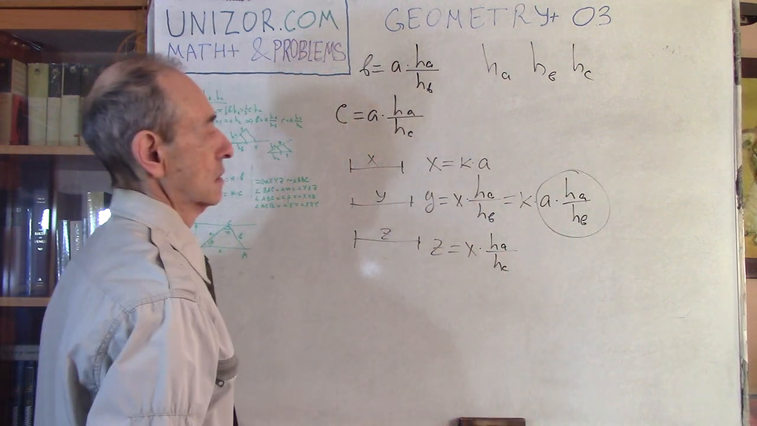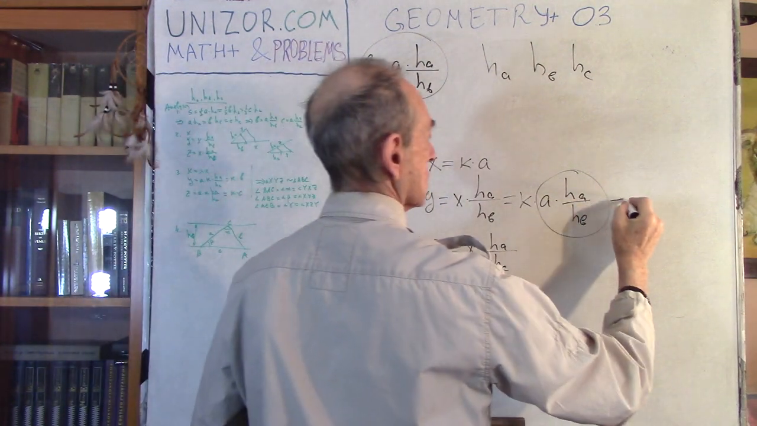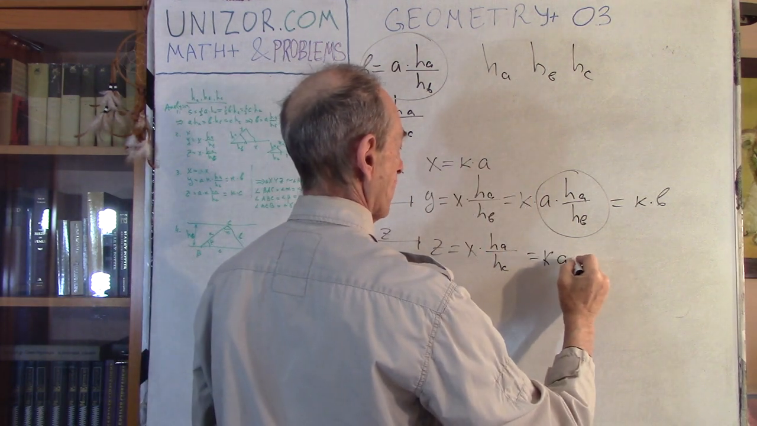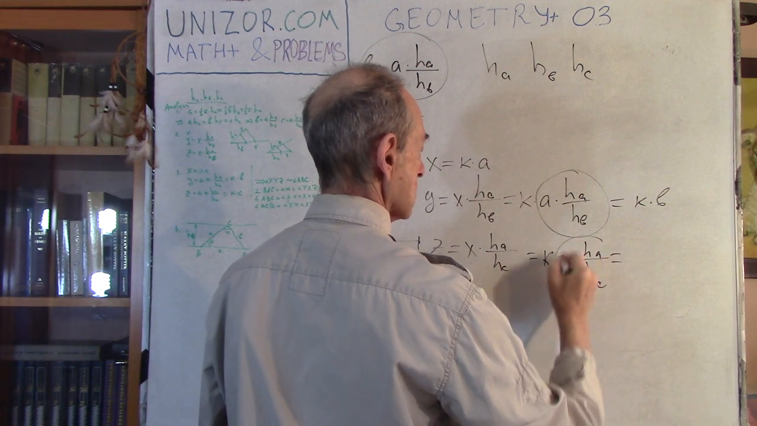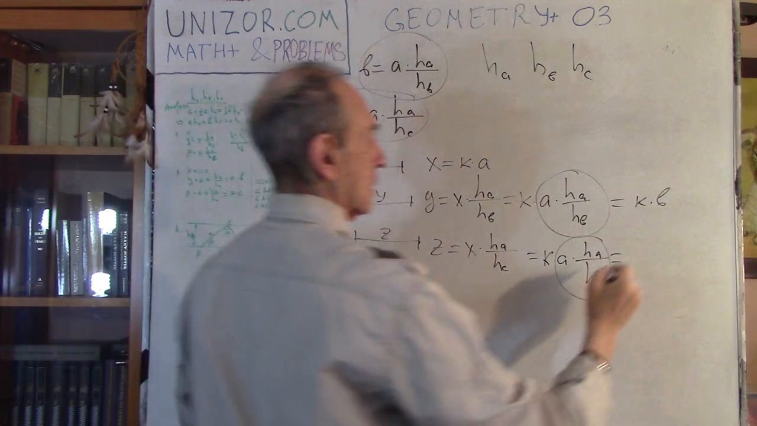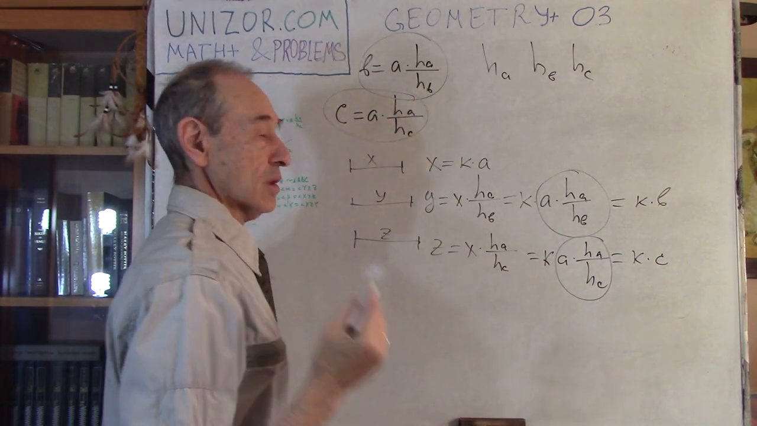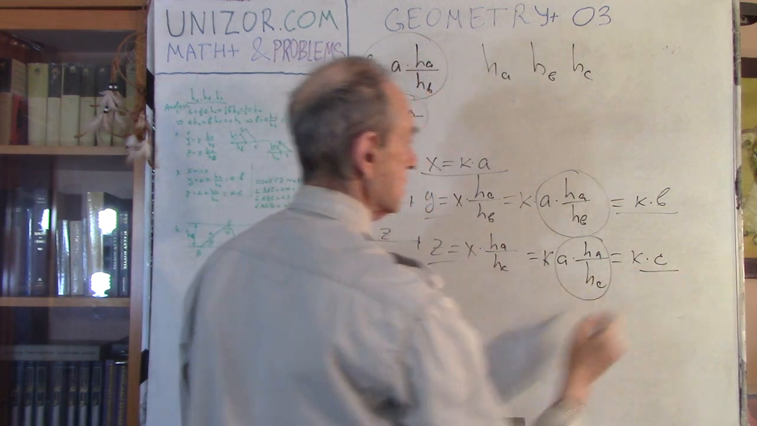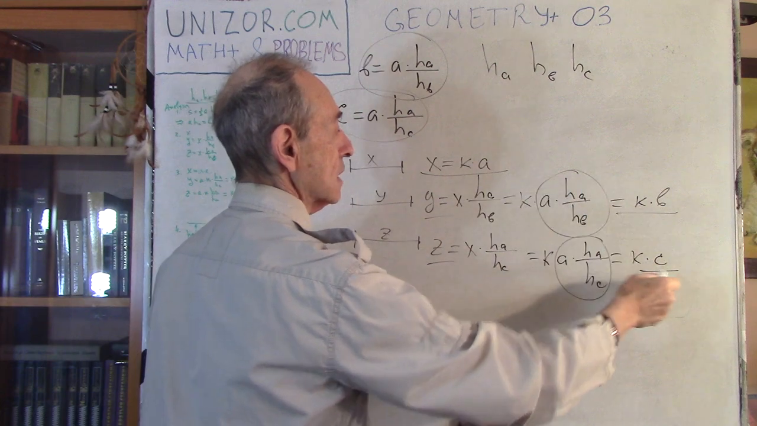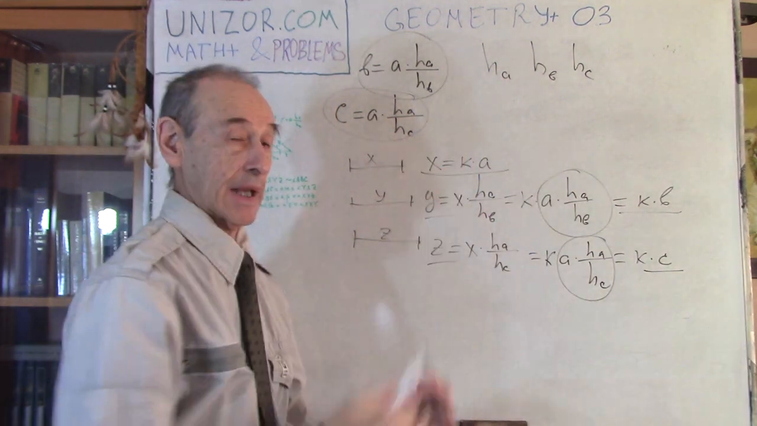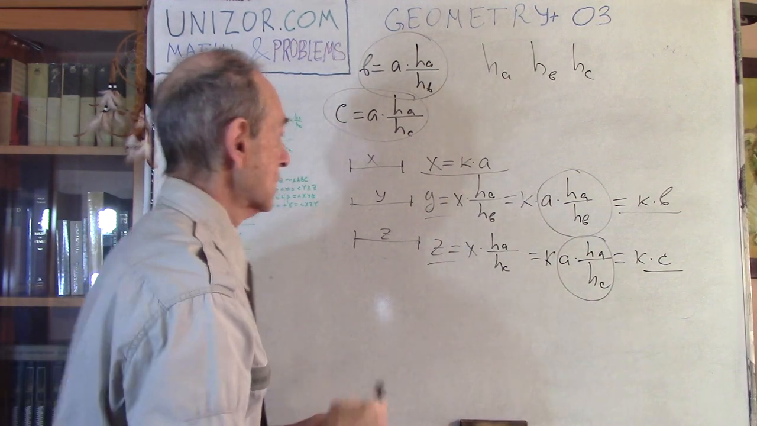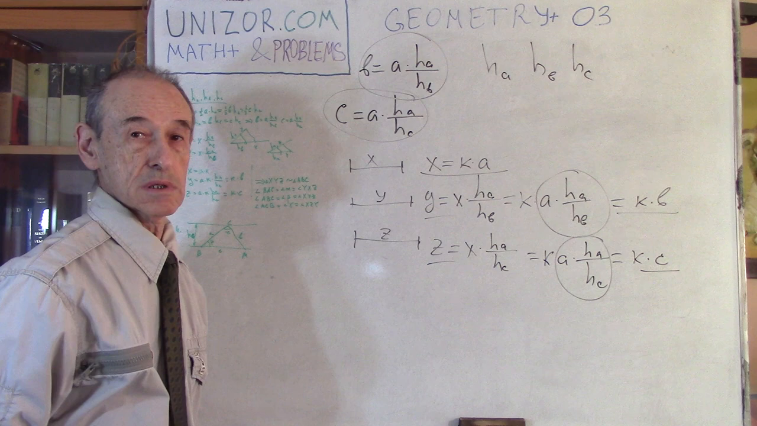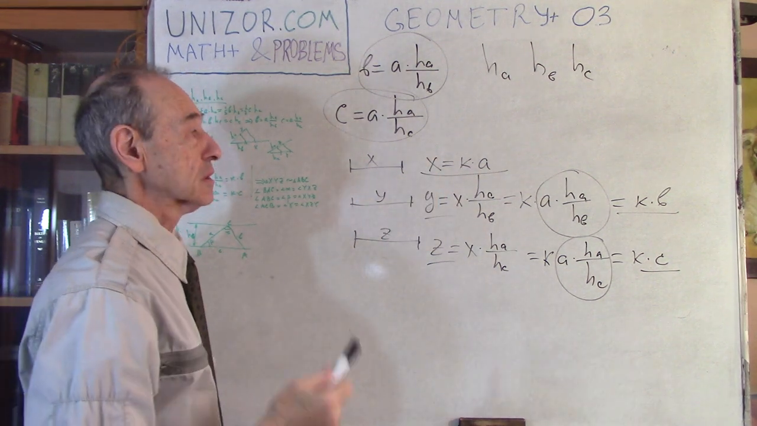But look at this. It's b. So it's kb. Now, what is z? z is x, which is ka, times ha divided by hc, which is k times c. So, what's happening here? x, y, and z are proportional to a, b, and c with the same scaling factor k. So this is my analysis. All I'm saying is that if I choose any segment x and calculate y according to this and z according to this, then my triangle XYZ would be similar to triangle ABC.